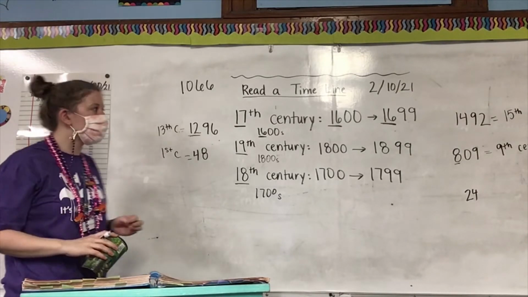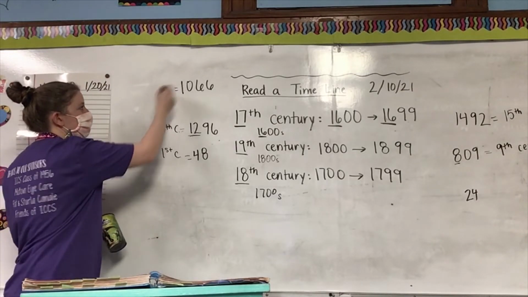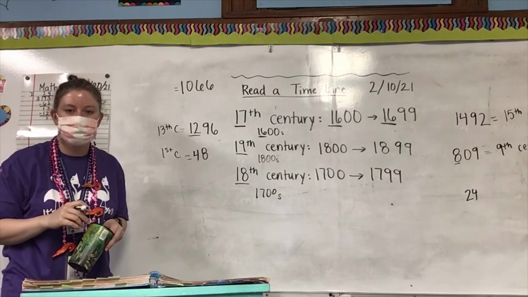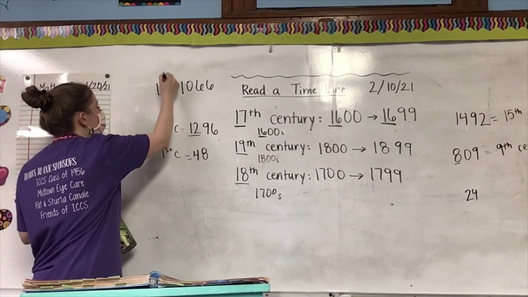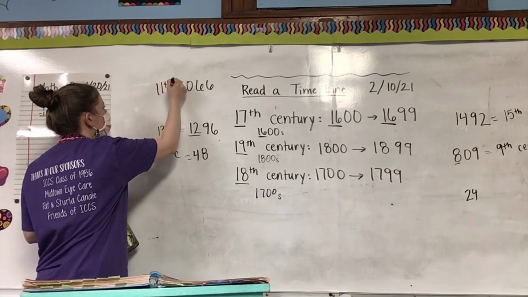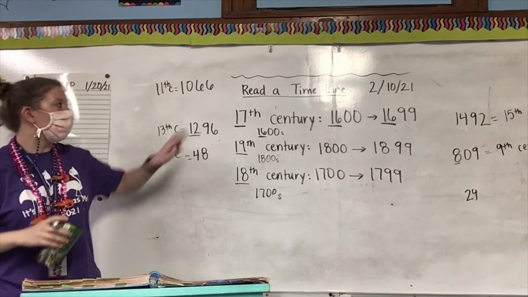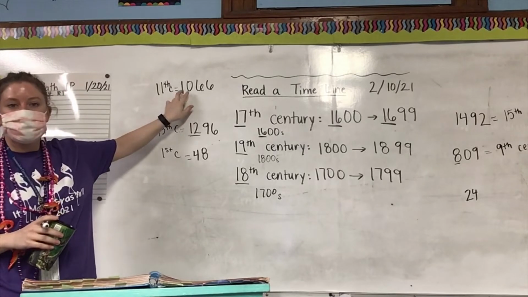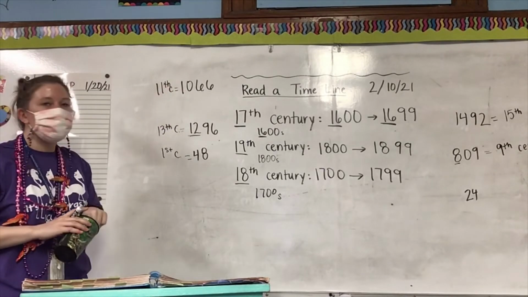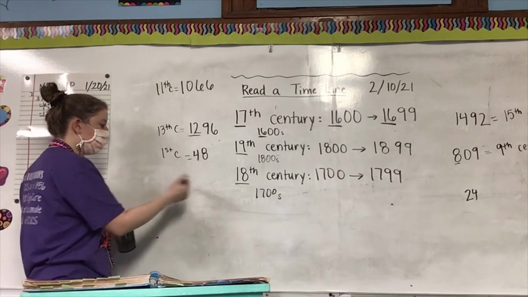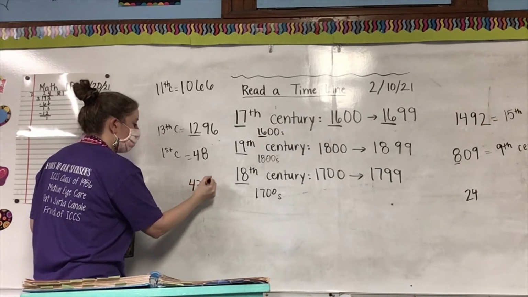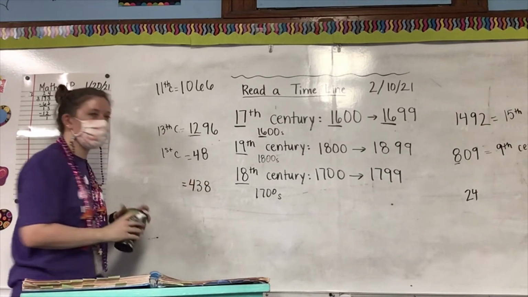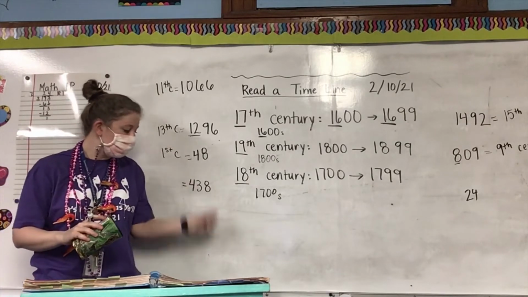Carla, what century did the year 1066 happen in? It is the 11th century. The 11th century. We have 4 digits. We add 1 to the first 2. 10 plus 1 is 11. So it's in the 11th century. What about the year 438? That's me.